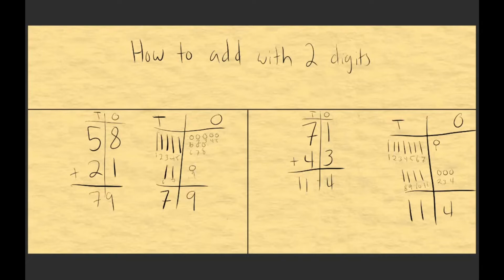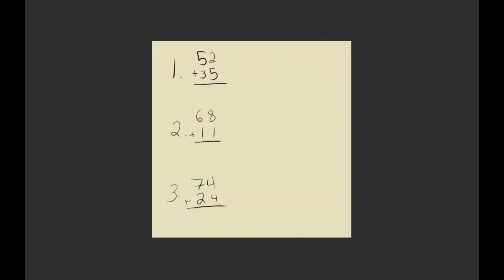Now it's time to look at our work for today. I've given you 3 problems that all have different numbers in them. Your job is going to be to solve them. Number 1 is 52 plus 35. Number 2 is 68 plus 11. And number 3 is 74 plus 24.